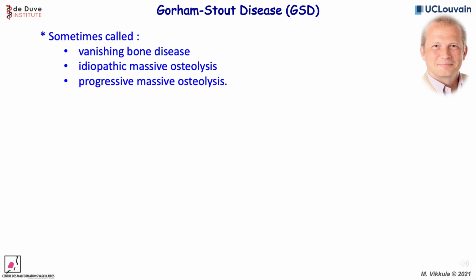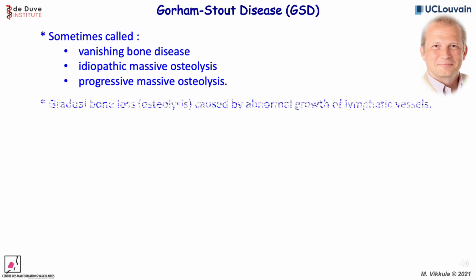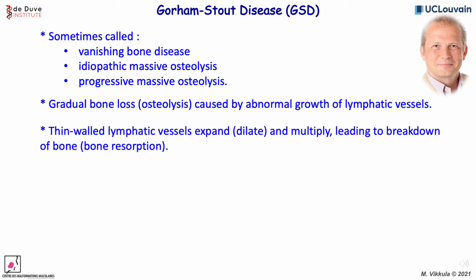Today I will talk about Gorham-Stout disease. It is sometimes called vanishing bone disease, or also idiopathic massive osteolysis or progressive massive osteolysis. It is due to gradual bone loss, osteolysis, which is caused by abnormal growth of lymphatic vessels. These thin-walled lymphatic vessels expand, they dilate and multiply, and this leads to the breakdown of bone, called bone resorption.